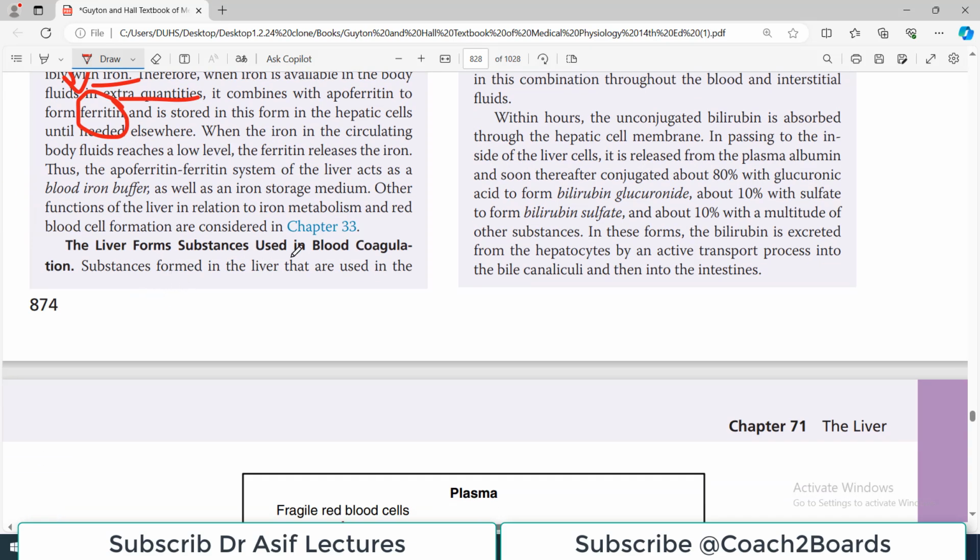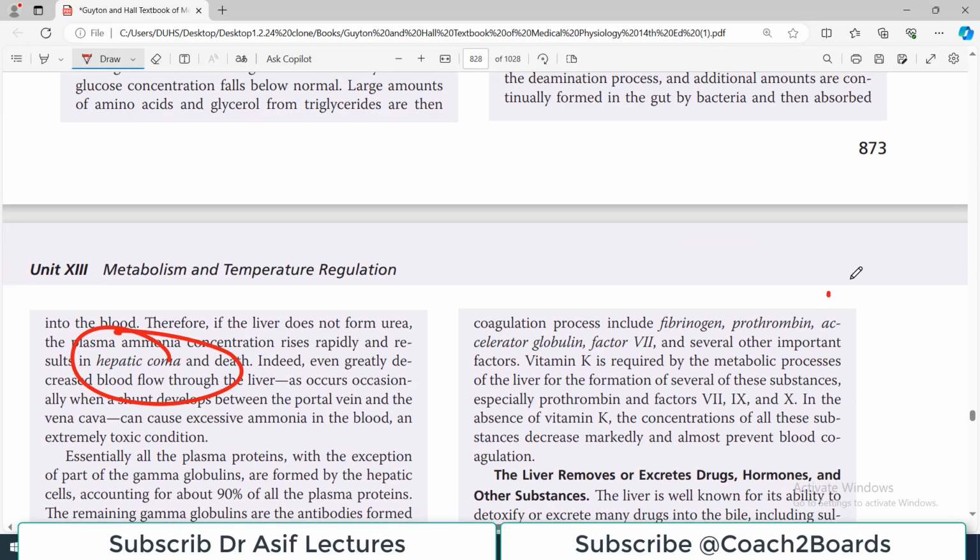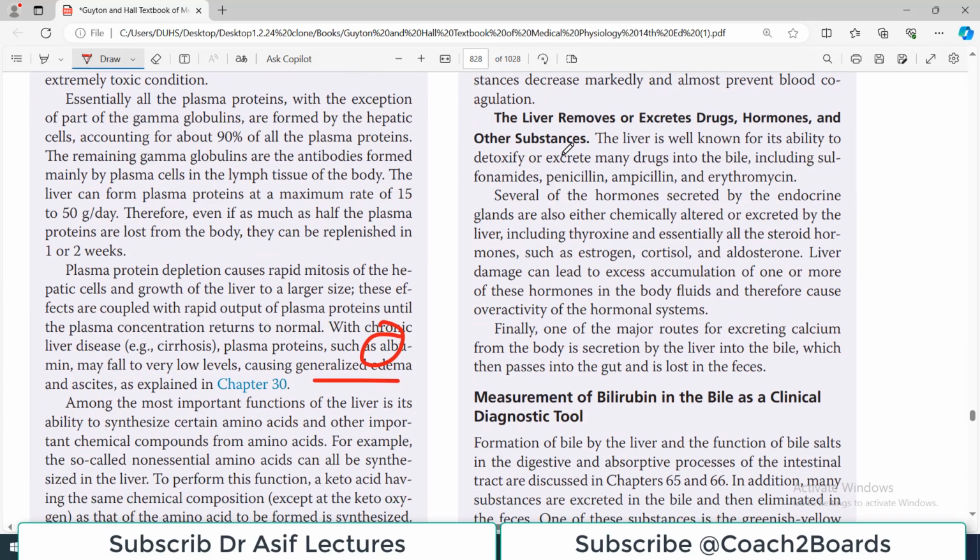The liver forms substances used in blood coagulation. So coagulation proteins, very important. Substances formed in the liver that are used in coagulation include a lot of clotting factors: fibrinogen, prothrombin, factor 8, all of them. And you can imagine what would happen to the clotting profile without them. Then the liver is also important in removing certain drugs and hormones. The liver is well known for its ability to detoxify and excrete a lot of chemicals.